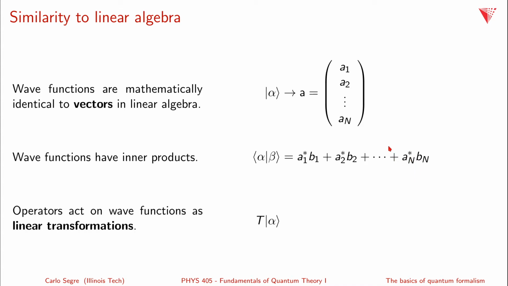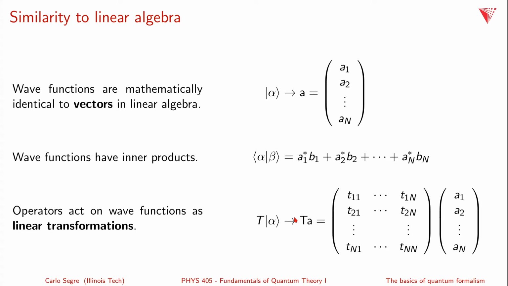Operators act on wave functions. This T operator will act on alpha in the same way as a matrix, which is a linear transformation, acts on a vector. So T is now a matrix acting on a vector A, and the T matrix is an n by n matrix, and the vector is an n row vector.